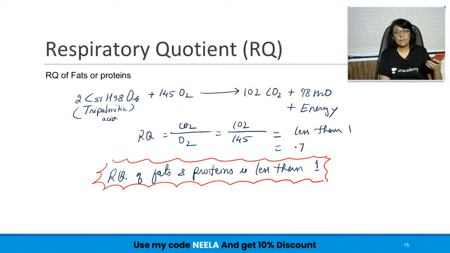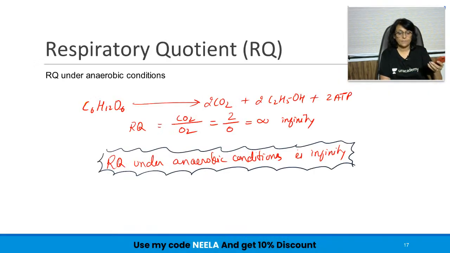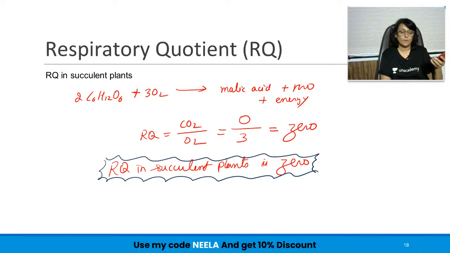For proteins, the RQ is always less than 1, be it protein, be it fat. For organic acid, RQ is always more than 1. In anaerobic condition, no oxygen is used up. So it is going to be infinity because there is some carbon dioxide evolved, no oxygen used up. So some number upon 0, it is going to give you infinity.